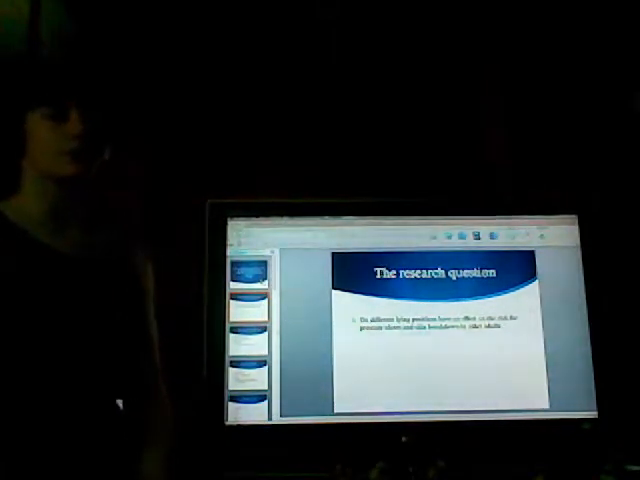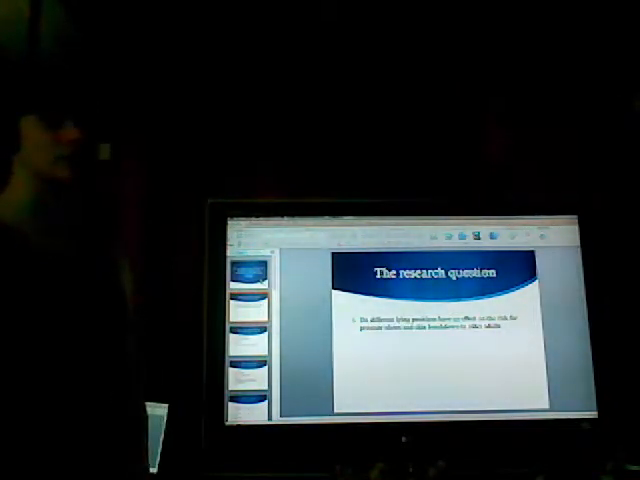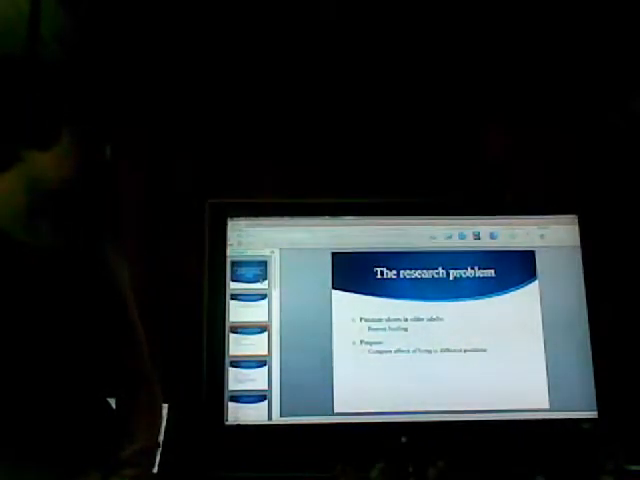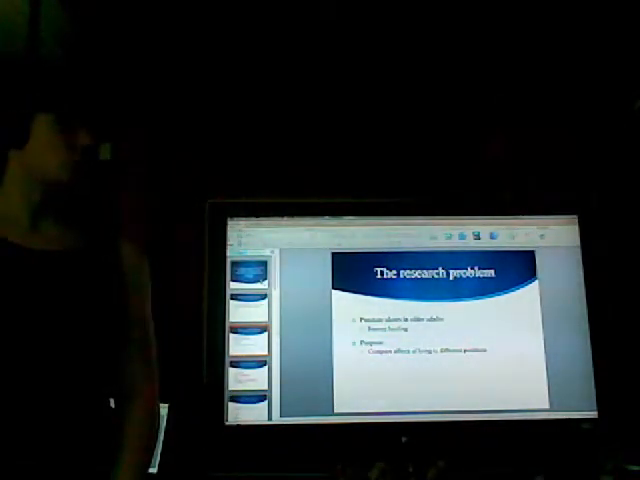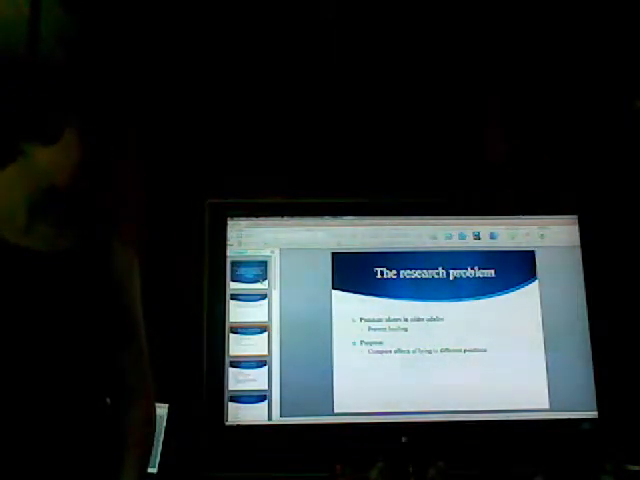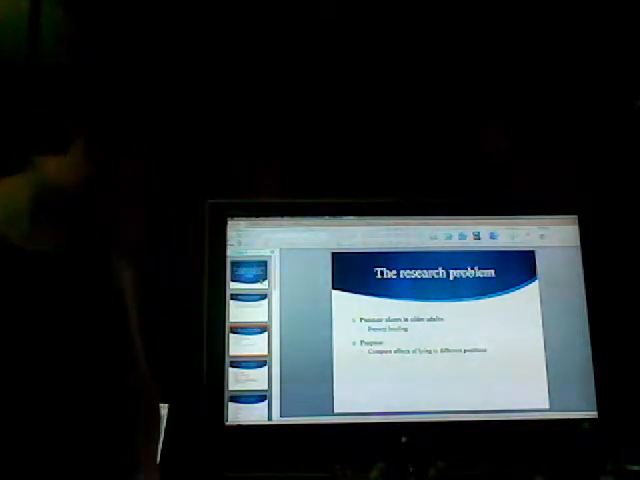The research question for this study is, do different lying positions have an effect on the risk for pressure ulcers and skin breakdown in older adults? The research problem is that older adults are at a risk for pressure ulcers the longer that they lay in a position, and these pressure ulcers and skin breakdown can prevent healing for the patients.